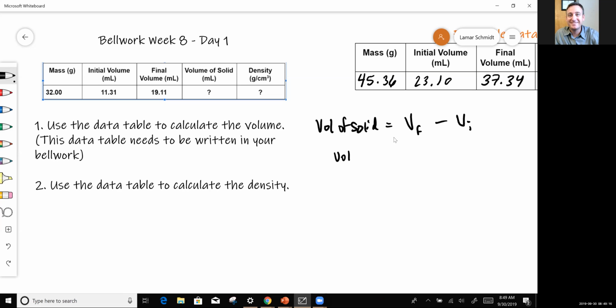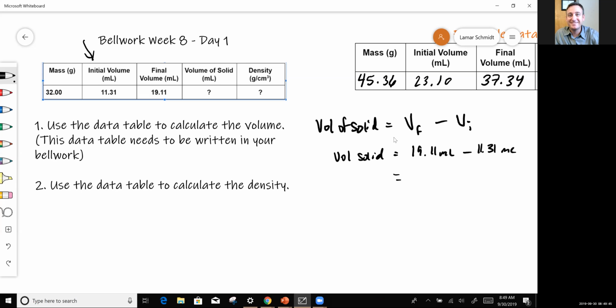So the volume of the solid is going to be equal to, what is their final volume? That's correct, it's 19.11 milliliters, minus our initial volume, you see the word initial right there, meaning the beginning, is 11.31 milliliters. And so you simply subtract. I'll give you a little bit of time to subtract. Get your calculators out. Yes, you at home, get your calculators out.